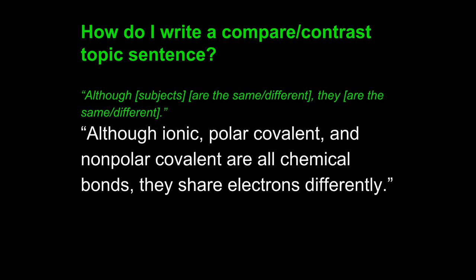Although ionic, polar covalent, and nonpolar covalent are all chemical bonds, they share electrons differently. Notice that I use the words "although" and "they" as part of my formula. But ionic, polar covalent, and nonpolar covalent were my subjects. I filled those in. "Are all chemical bonds" is a similarity. I filled that in. "Share electrons differently" is the difference, and I filled that in.